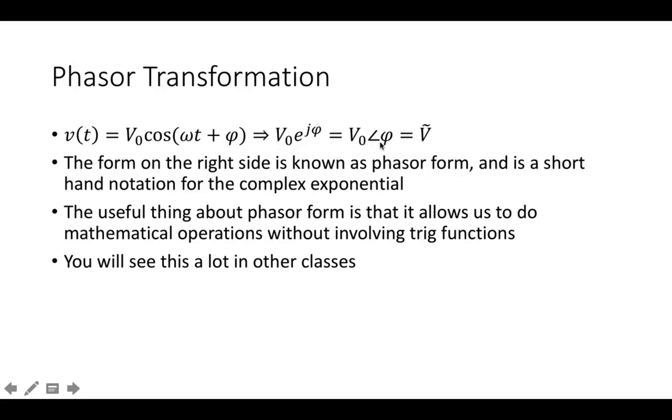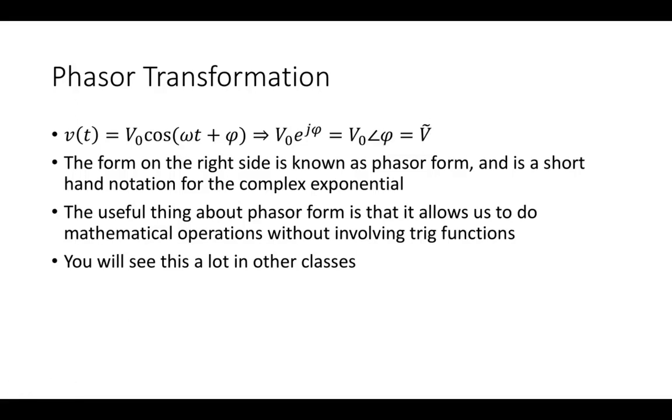And notice here that the reason this is a transformation is that the cosine function has gone to the exponential. We've dropped the real notation and we've dropped the omega t part. So we need a different way to represent that. So we use this capital V with the little squiggly over it to represent that we're now talking about a phasor voltage, not a time domain voltage.